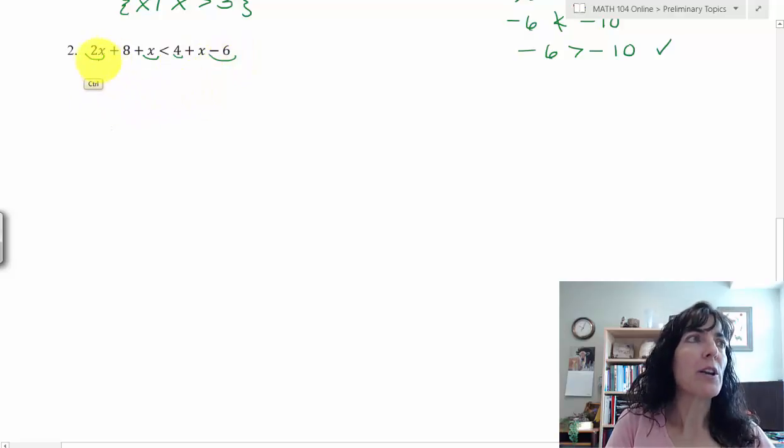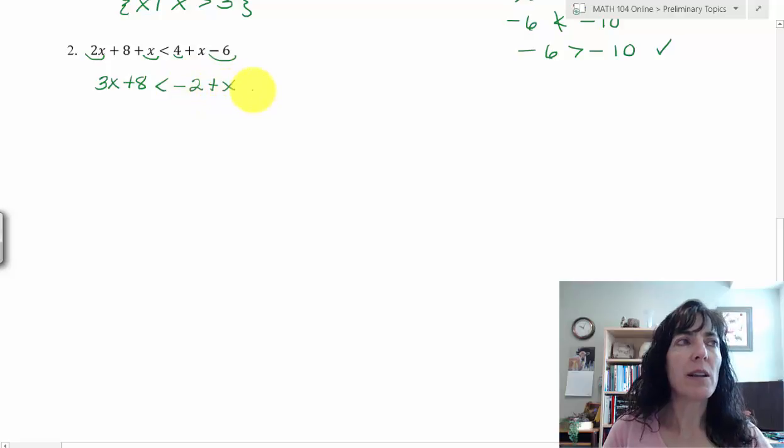So 2x and x, that's going to give me 3x + 8. I bring down that inequality less than, and then I have 4 minus 6, so a negative 2 plus x.